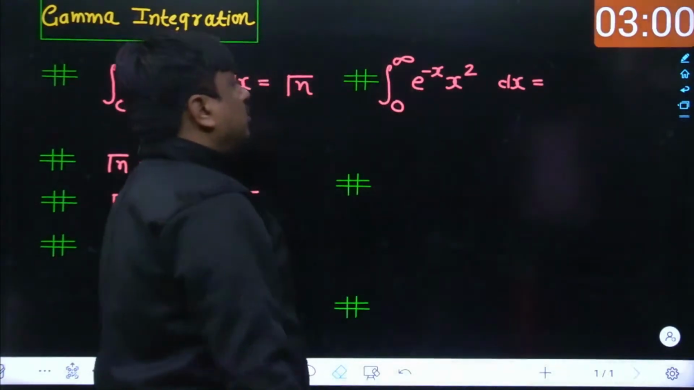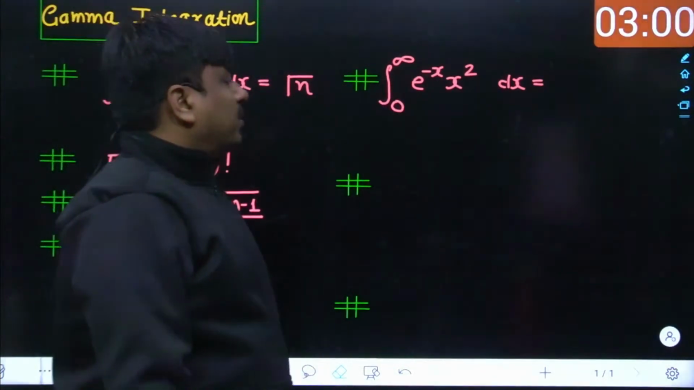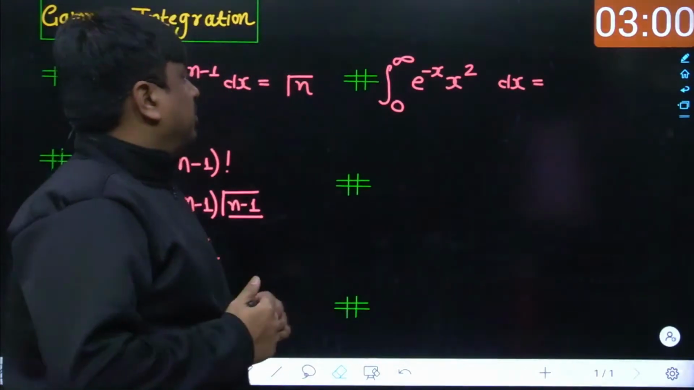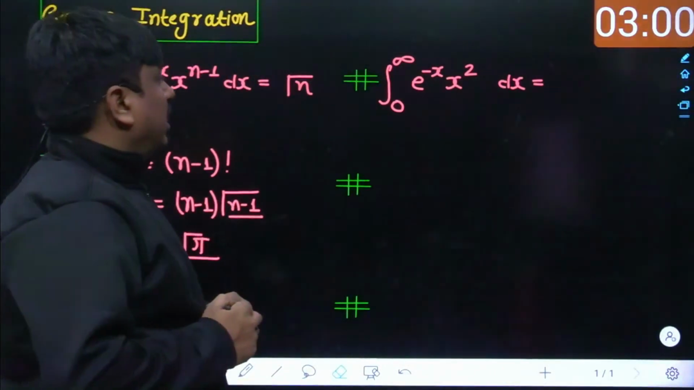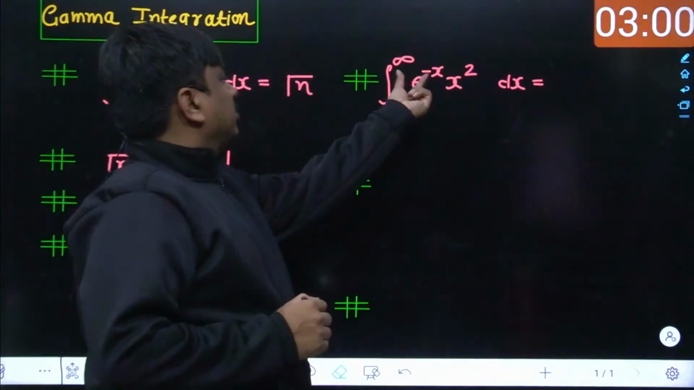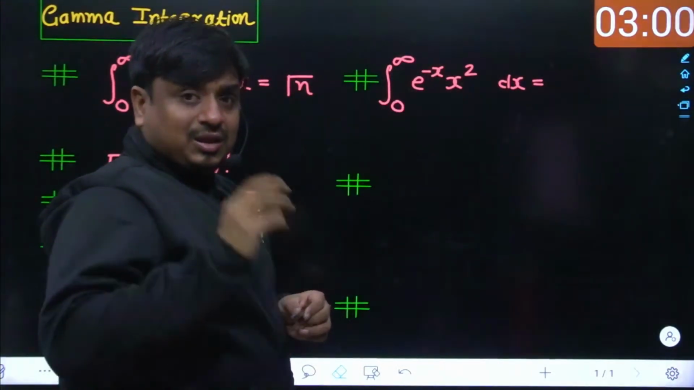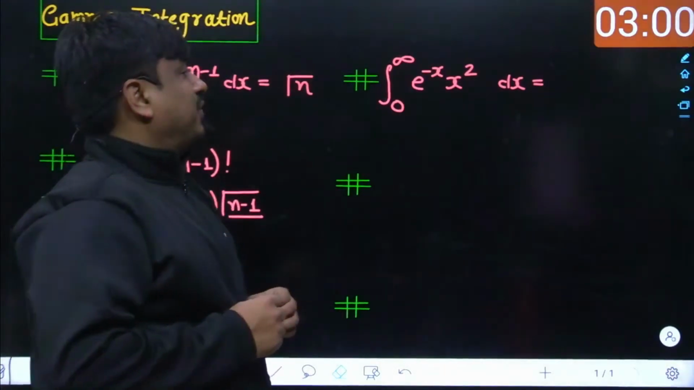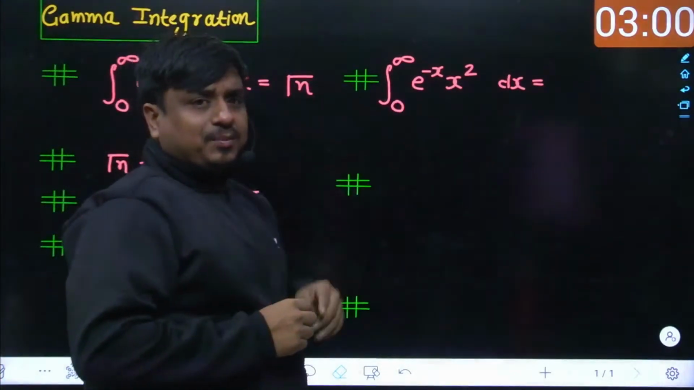So at first look, you have to have a clear-cut idea that the problem which appeared in front of you is a problem of gamma integration. How do I know about it? The integration is from 0 to infinity, and then comes e to the power of minus x, and then comes the component of x which is raised to the power of n minus 1. Obviously, this is in the same pattern.